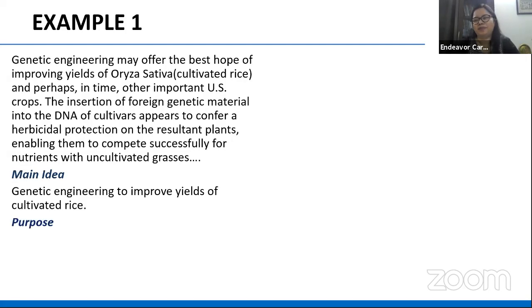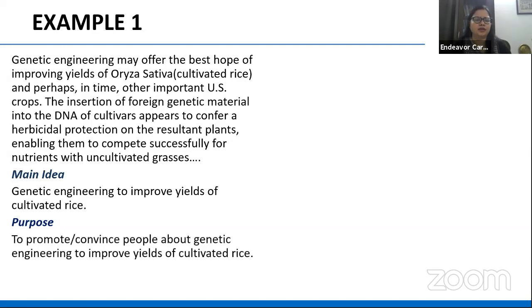Now, the purpose. Very, very important. We've identified what he is saying, but it's equally important for us to identify why he is saying this. What do you think is his purpose in writing this? It's very closely connected to the main idea, of course. The main idea and the purpose go hand in hand. But why has he written this? He's written this to offer, to suggest, to promote, to convince. To promote this idea of genetic engineering. Please use genetic engineering to improve yields of cultivated rice is the point he's making. That's exactly the main idea. We said the main idea is genetic engineering can be used to improve yields of Oryza sativa. So why has he written this? Why is he saying this?